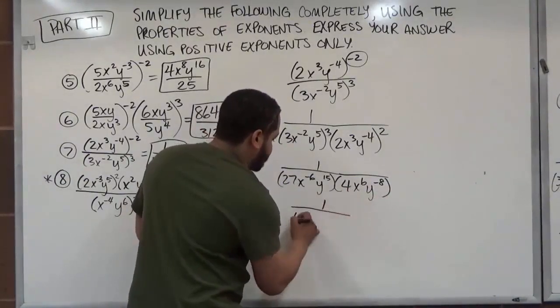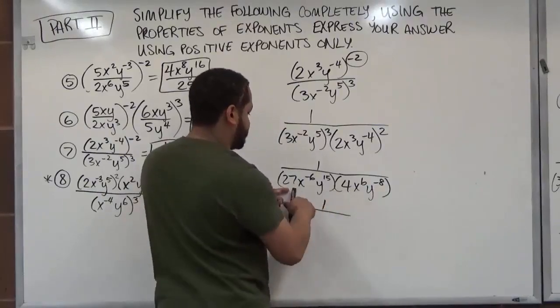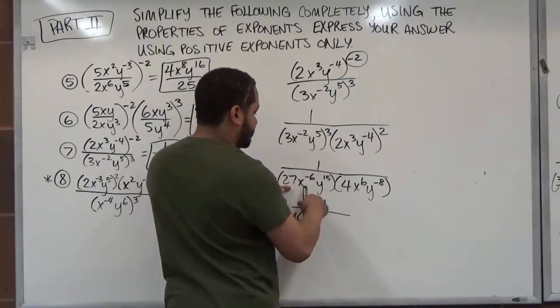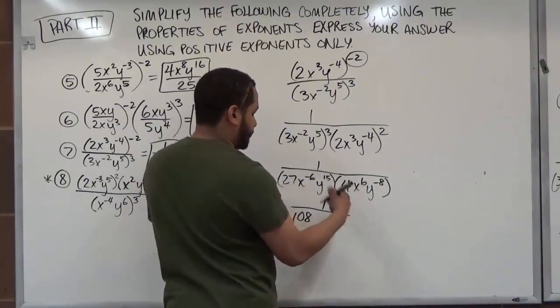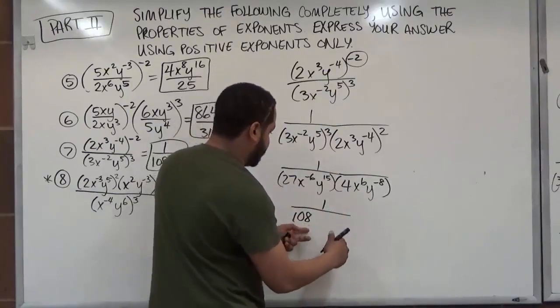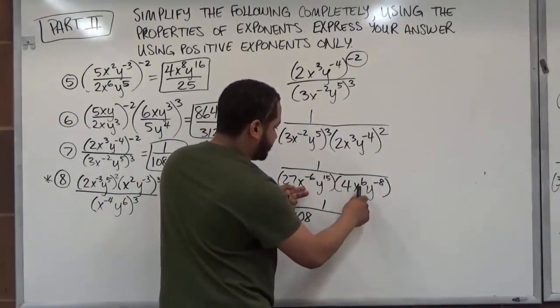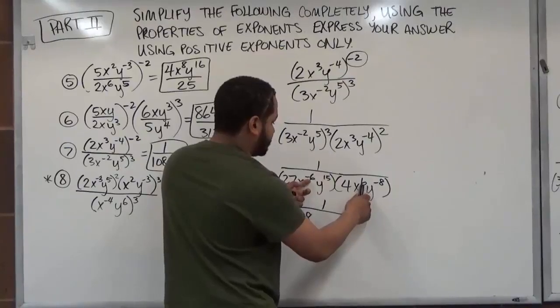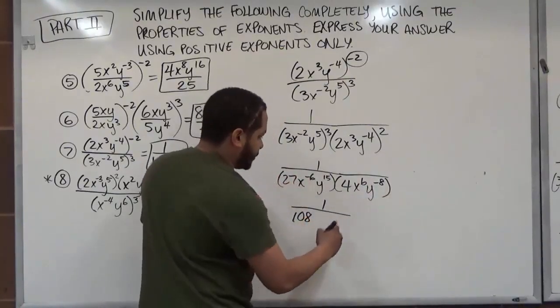We have 1 over 108, 27 times 4, right? 25 times 4 is 100. Add 2 to each multiplication. 2 times 4 is 8. 100 plus 8 is 108. X to the negative 6 times x to the 6. These two cancel out, right? Because negative 6 plus 6 is 0. Anything to the power of 0 is 1.